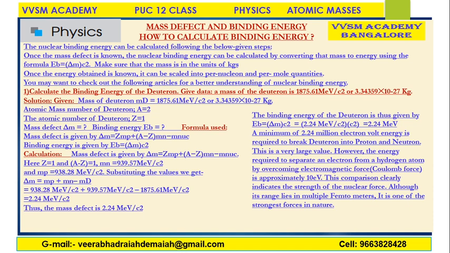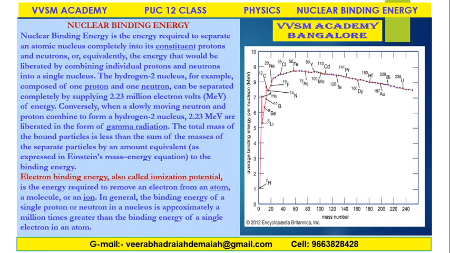although its range lies in the order of femtometers. It is one of the strongest forces in nature. Nuclear binding energy is the energy required to separate an atomic nucleus completely into its constituent protons and neutrons, or equivalently, the energy that would be liberated by combining individual protons and neutrons into a single nucleus.